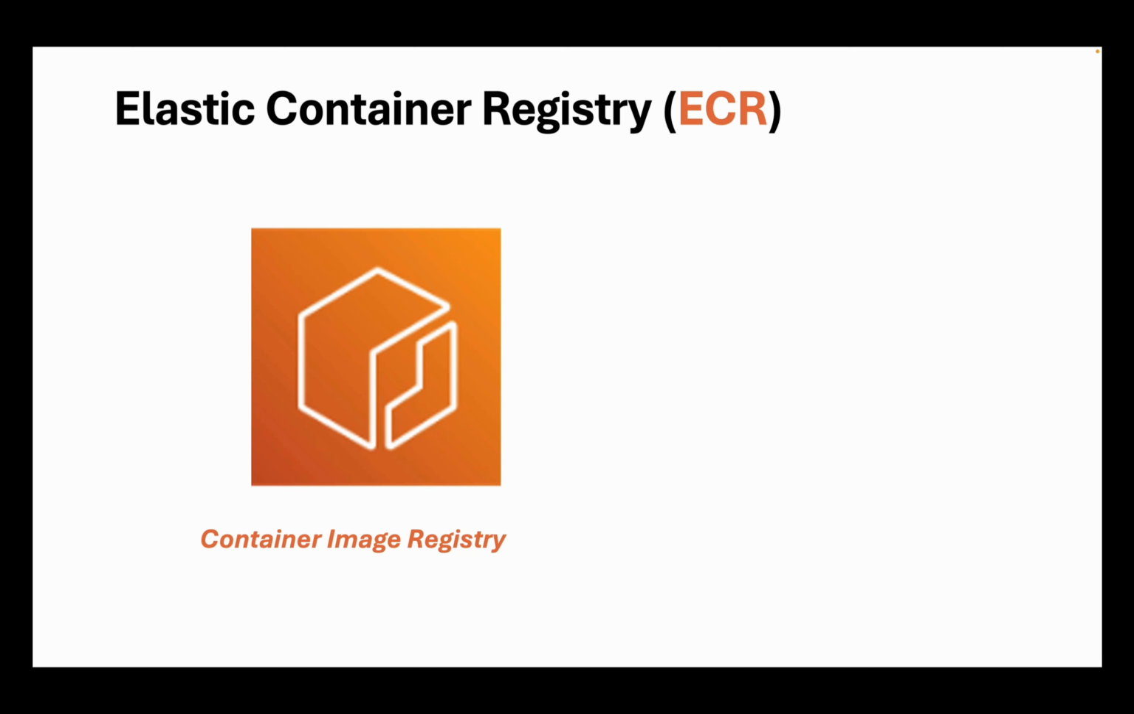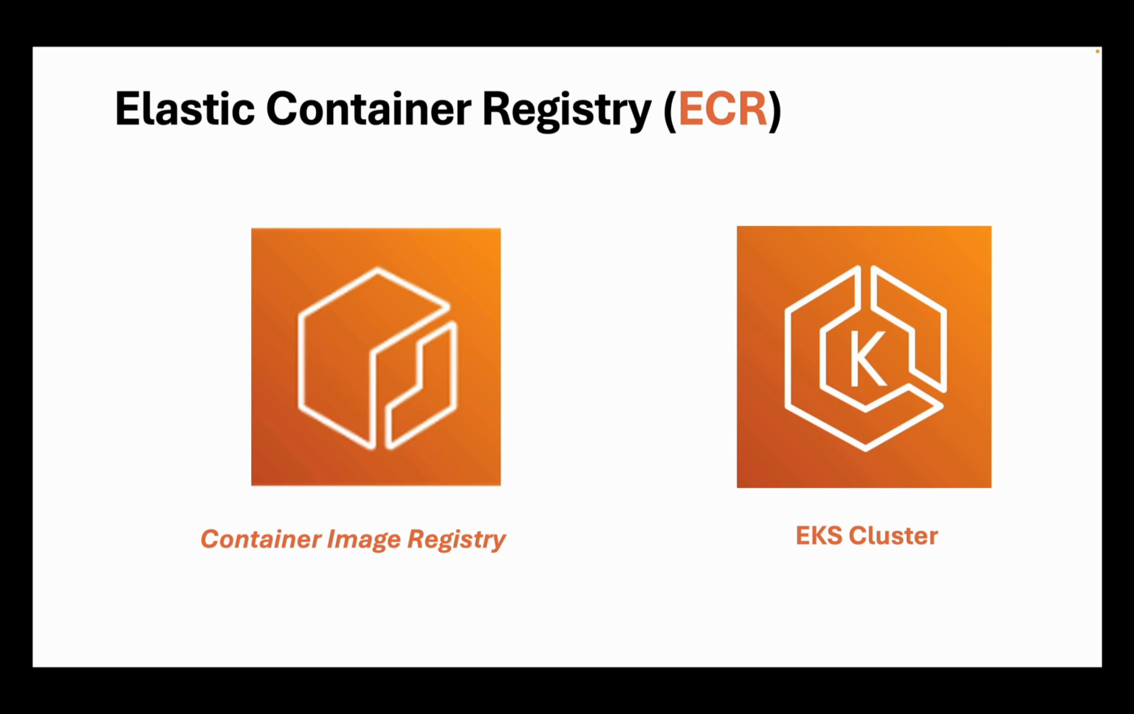ECR is essentially a container image registry provided by AWS. You can think of it as something similar to Docker Hub, but tightly integrated with AWS services. Instead of pulling images from the public internet, our Kubernetes cluster will pull container images directly from ECR. This improves security, performance, and integration with AWS IAM permissions.